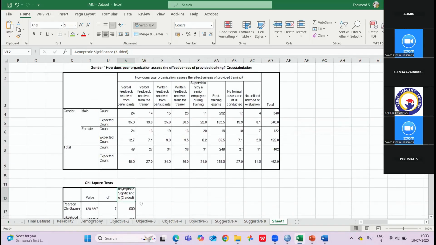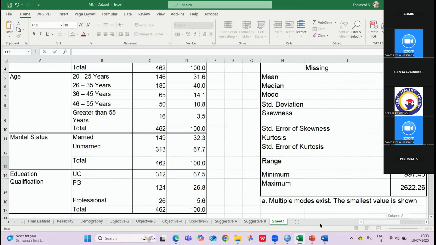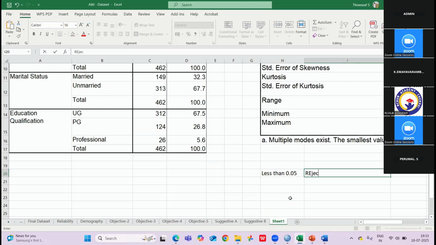And here, if you take a close look, the significance value is less than 0.05. This is what you have to understand very importantly. Let me write it here. If the significance value is less than 0.05, reject the null hypothesis.